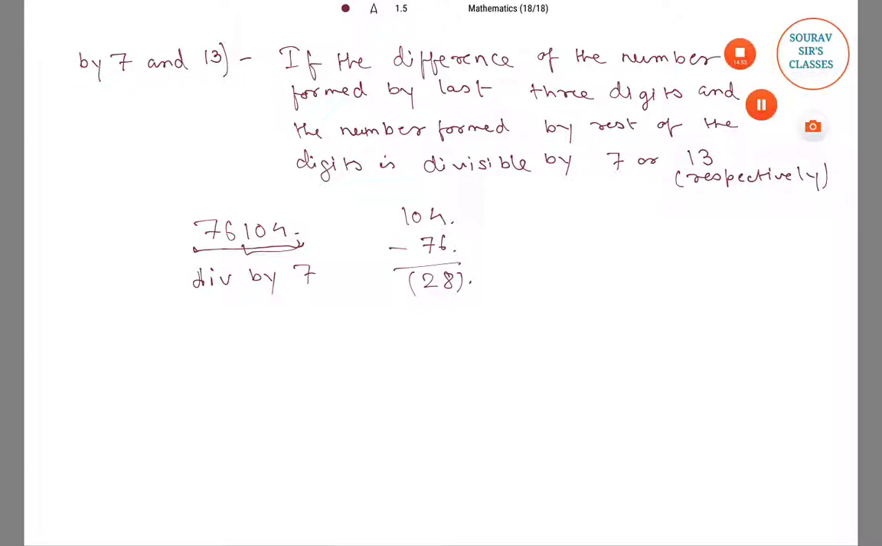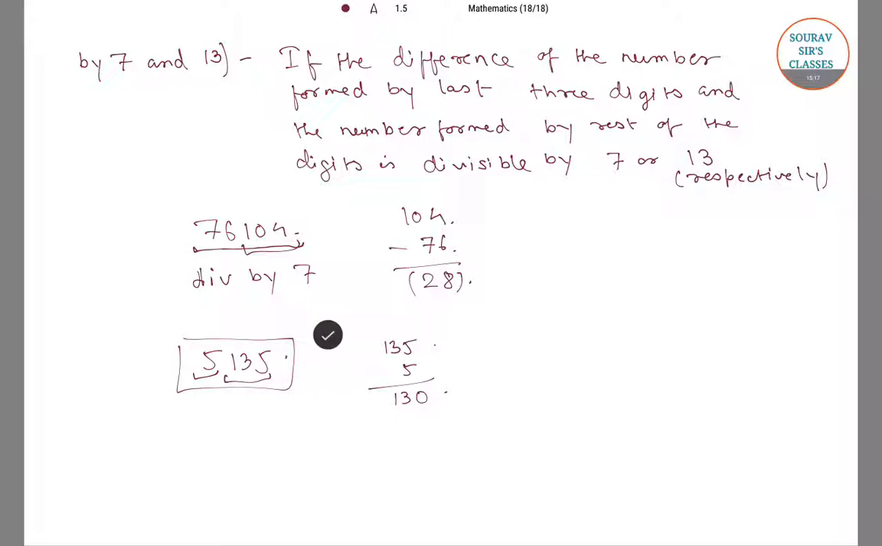Similarly, let us take the number 5135. Now the number formed by the last three digits is 135 and the number formed by the remaining digit is 5. So 135 minus 5 is 130, which is a multiple of 13. So we can say that our number 5135 is divisible by 13.